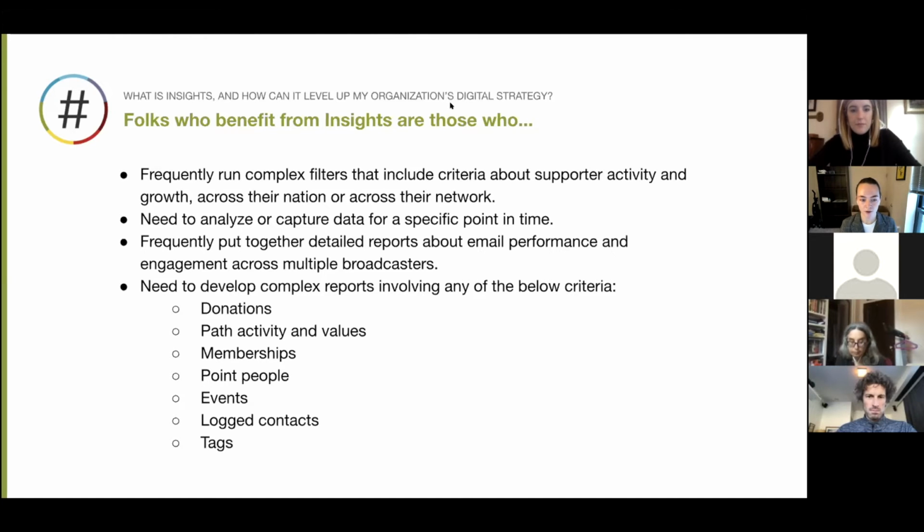I think this is something we've heard from customers increasingly frequently, just as emailing has gotten more difficult. And I think it's safe to assume that will continue to be the case. So really unlocking those insights can be game changing for your email strategy. And then lastly, any folks that are doing complex reporting on some of the below criteria, I think those are other indicators to us that this might be a beneficial tool to add to your NationBuilder infrastructure. So donations, path activity, memberships, point people, events, log contacts, and tags.